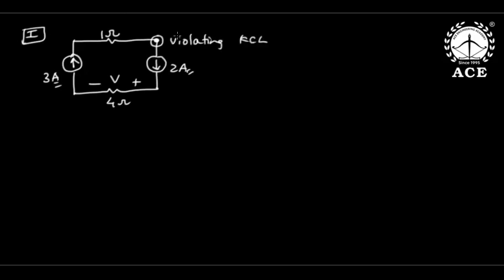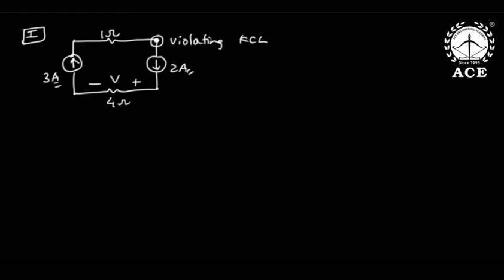So what is the rule? Never can we connect two current sources of different values in series. Some students are giving answers which are wrong, sir. See, never can we connect two current sources of different values in series.